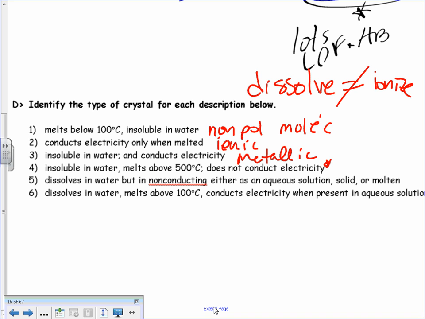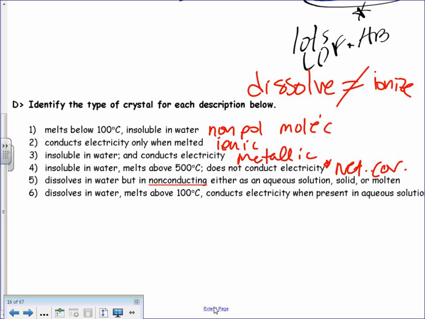Most network covalents do not conduct electricity. Okay, most of them don't. There is one: graphite. And graphite, you'll see a big blurb on that on Monday. So that's a network covalent. Those are giant molecules, giant crystals. There's lots of words for that.